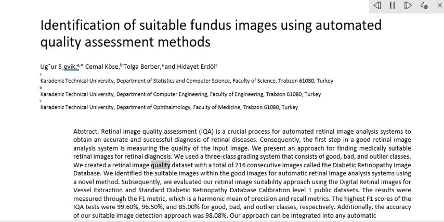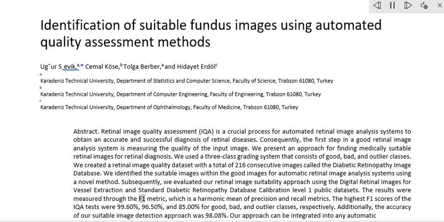We created a retinal image quality dataset with a total of 216 consecutive images called the Diabetic Retinopathy Image Database. We identified the suitable images within the good images for automatic retinal image analysis systems using a novel method. Subsequently, we evaluated our retinal image suitability approach using the digital retinal images for vessel extraction and standard diabetic retinopathy database calibration level 1 public datasets.